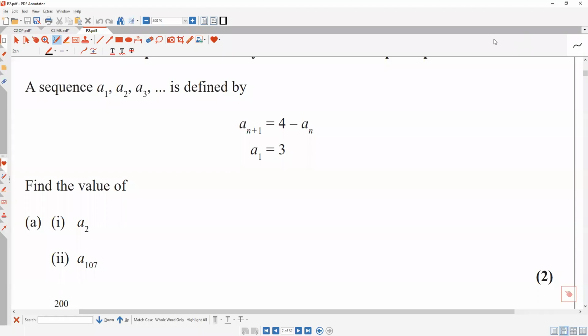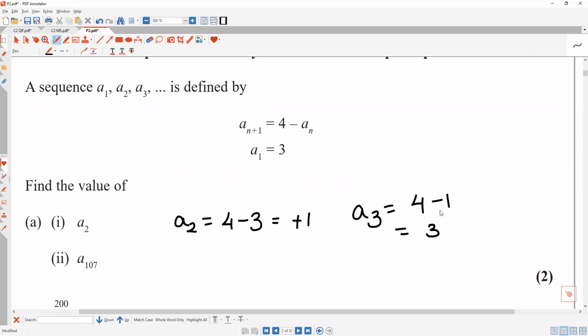Resume the recording. So A1 is 3. They asked us to find A2. A2 is going to be 4 minus 3, that is plus 1. Now let's find A3. A3 is going to be 4 minus 1, that is going to be 3. What is A4? A4 is again 4 minus 3, that is going to be 1.